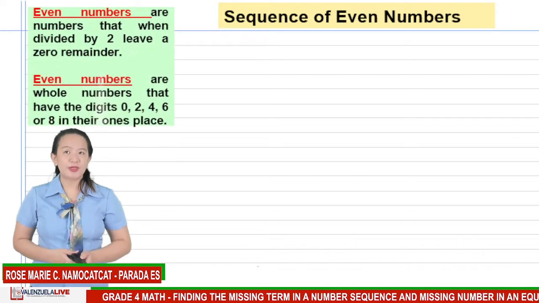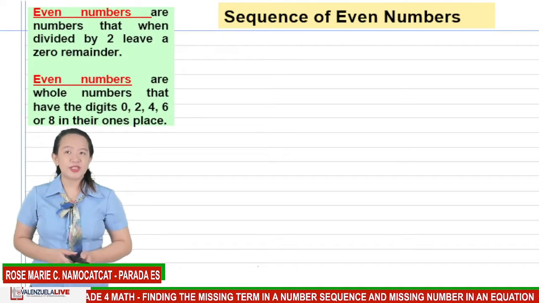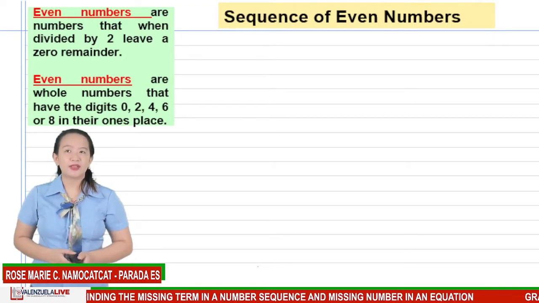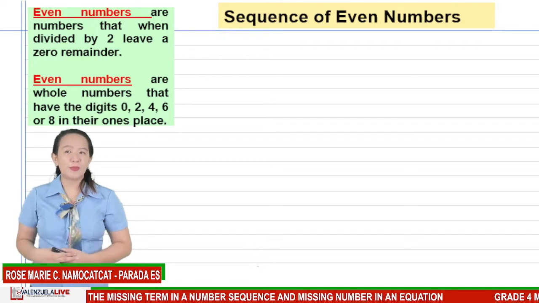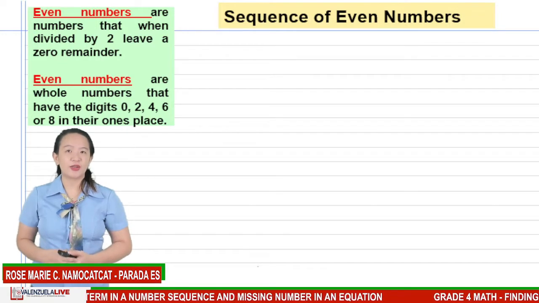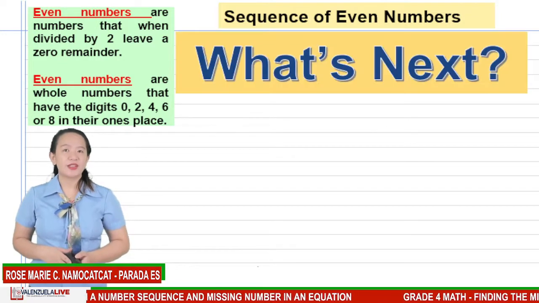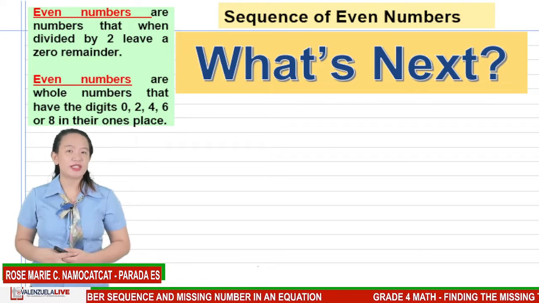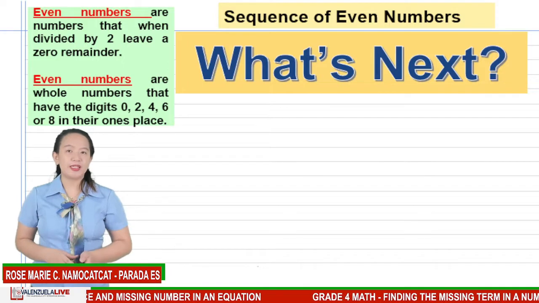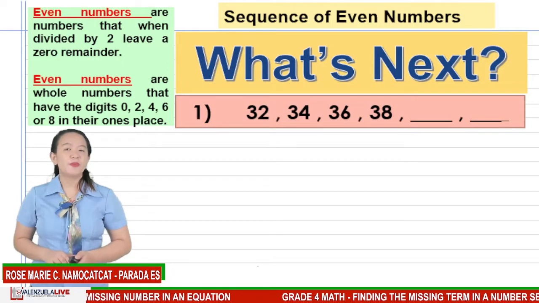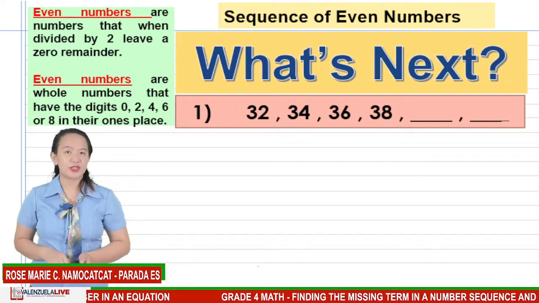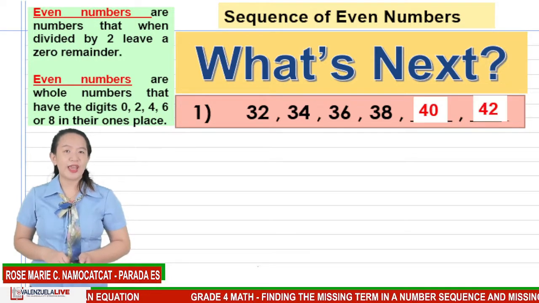So what are even numbers? Even numbers are numbers that when we divide them by 2, leave a 0 remainder. So even numbers are the whole numbers that have digits 0, 2, 4, 6, or 8 in their ones place. Let's figure out the next missing numbers in a given sequence of even numbers. The first one, 32, 34, 36, 38. So what will be the next two numbers? It should be 40 and 42.